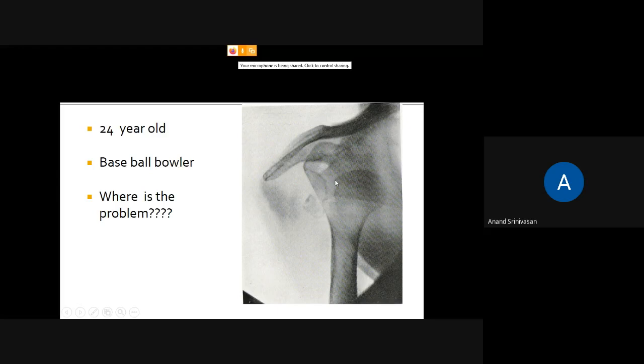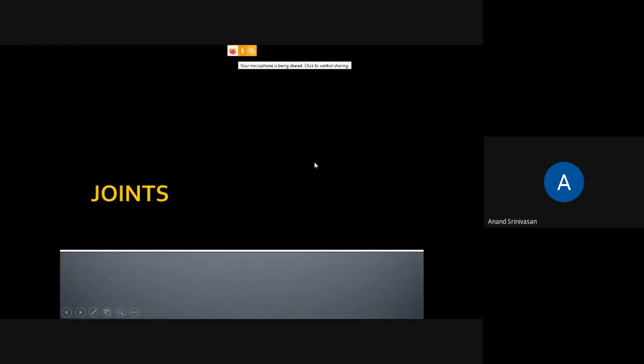This is the scapula. This is the clavicle. This is the humerus. So you can see that this is dislocation. The dislocation takes place in which joint? Which joint is this X-ray? The shoulder joint. So we will be seeing about the joints.